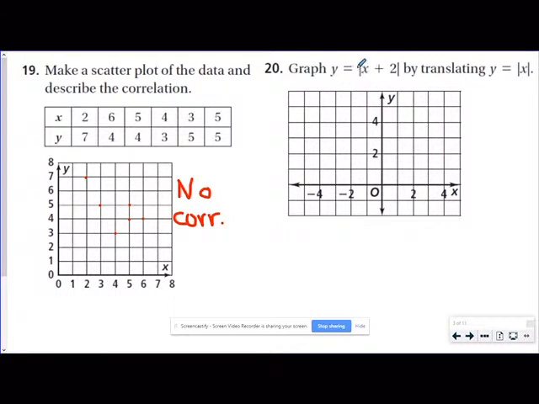We want to graph in number 20, y equals the quantity x plus 2, the absolute value of that, by translating y equals the absolute value of x. Again, y equals the absolute value of x looks like this. Remember, all absolute value graphs look like a V.